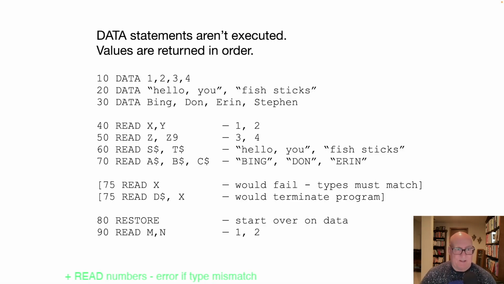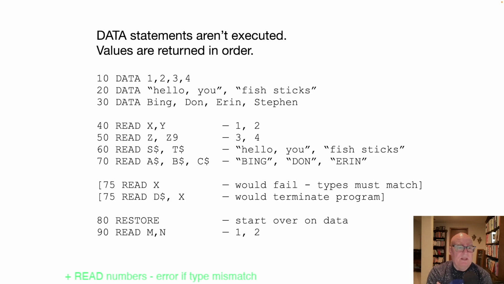All right. So just a reminder, in BASIC, the data statements let you define constant data that you can set up parameters and things like that. They can occur anywhere in the program. The only thing is we read them in order. So the 1, 2, 3, 4, then hello you, Bing, Don, Aaron, those all have to come in order. So line 40 reads the first two numbers, 50 reads the next two, 60 reads the next two strings, 70 reads 3 of the 4 strings.